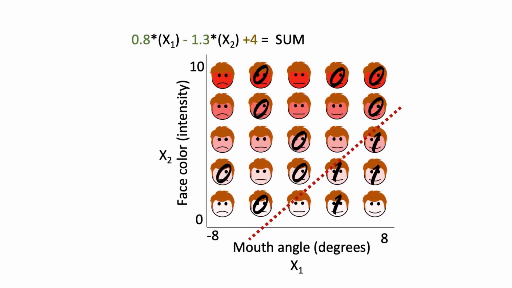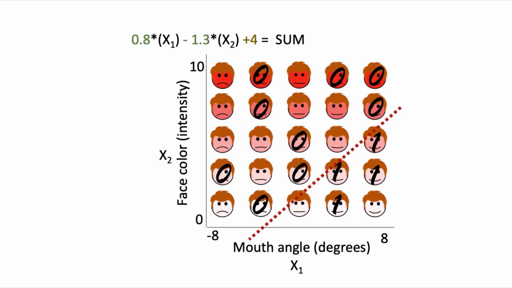So we've got the input data, which is mouth angle on the horizontal axis, and we're calling that x1. And then we've got face color intensity on the vertical axis, and we're calling that x2. So instead of the line that we had for the one-dimensional perceptron, the sum is now equivalent to this plane that cuts through this two-dimensional plot.